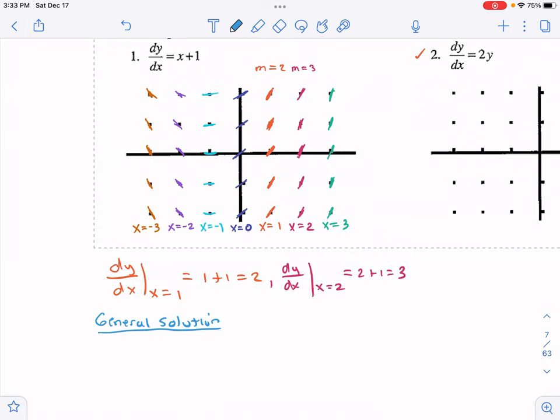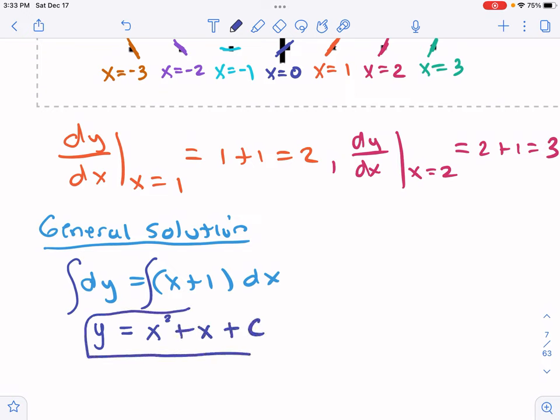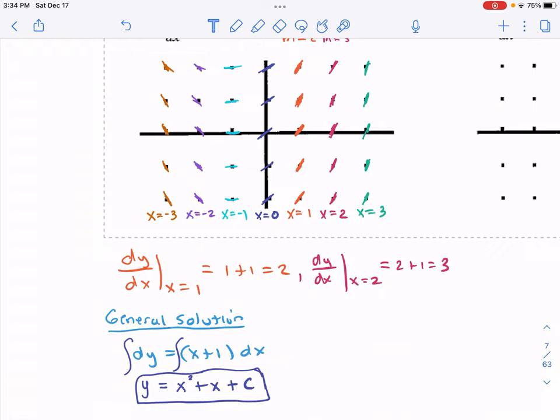So I'm going to separate the variables. dy equals x plus 1 dx. Okay, we introduce this symbol to indicate we're taking an antiderivative. The antiderivative of 1 dy is just y. The antiderivative of x plus 1 with respect to x is x squared over 2 plus x, and then I put a plus c. There's my general solution. Okay, and so the general solution, you can't draw it in. The slope field is a representation of the general solution.